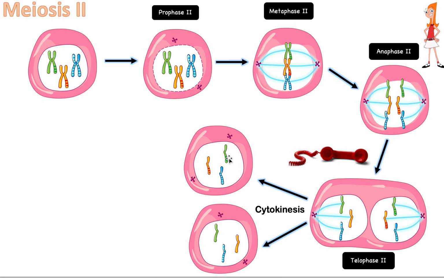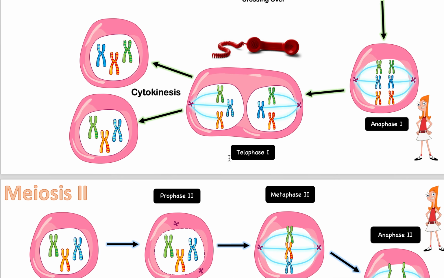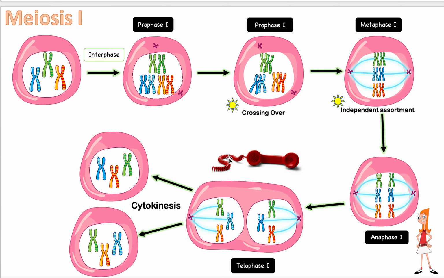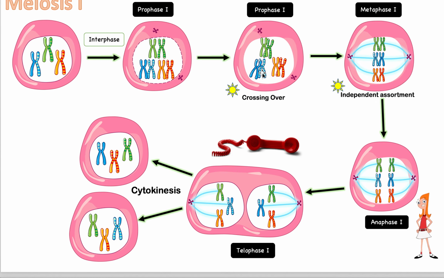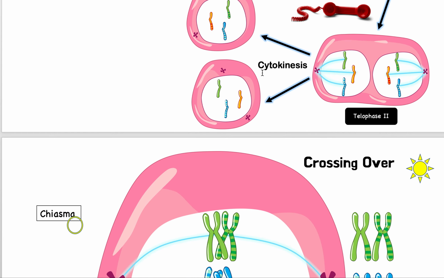Now, unfortunately, that's not where it stops for HL. For HL, we got to learn a little bit more regarding crossing over and independent assortment. So let's go into crossing over. So again, crossing over happens during prophase I. So I have a whole page here, which we'll talk about.